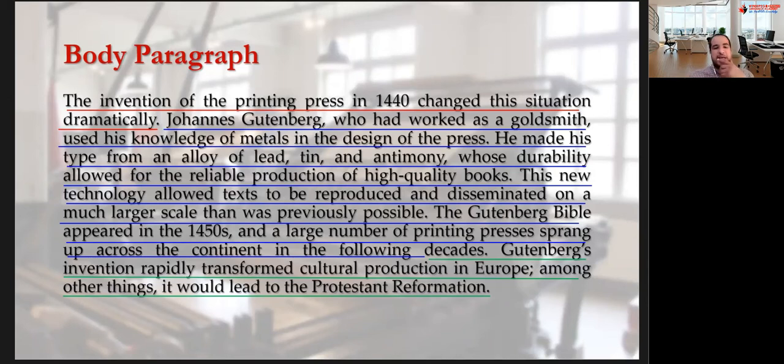A good way to test that. Look at this sentence and find if there is anything that was not mentioned here. So this last sentence: Gutenberg's invention rapidly transformed cultural production in Europe. Among other things, it would lead to the Protestant Reformation. Is this sentence a conclusion for the whole paragraph, or is it a transitioning sentence?